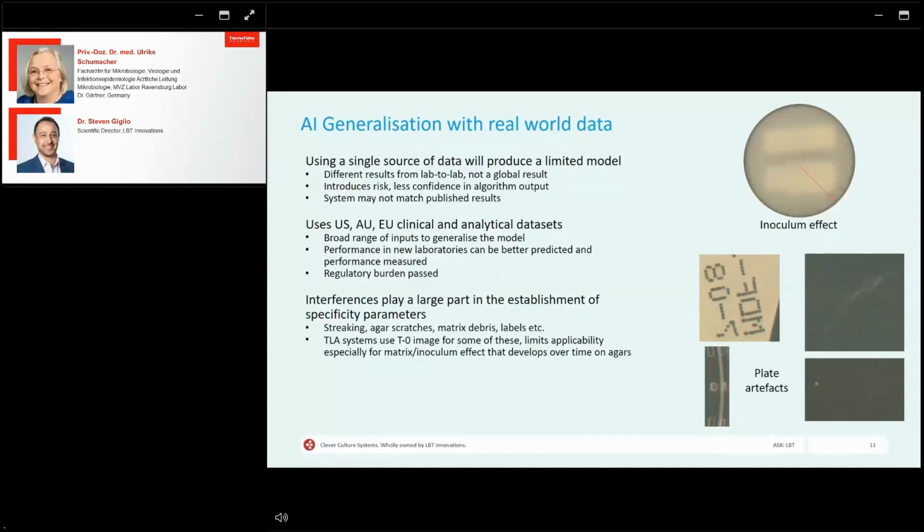The compromise is that sometimes you do get white colonies that are small, and that's now a challenge. Some of the other systems that use a time zero image can overcome that challenge, but they don't overcome the challenge of the inoculation effect, which develops over time.